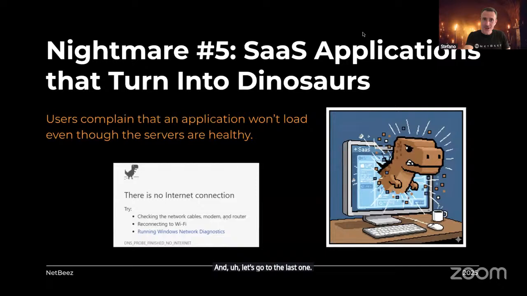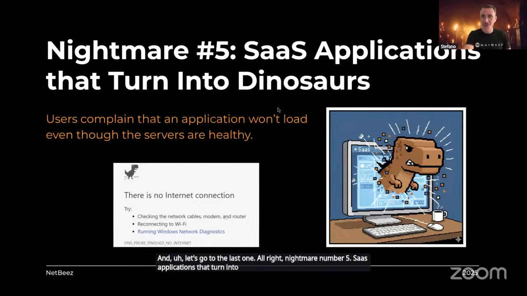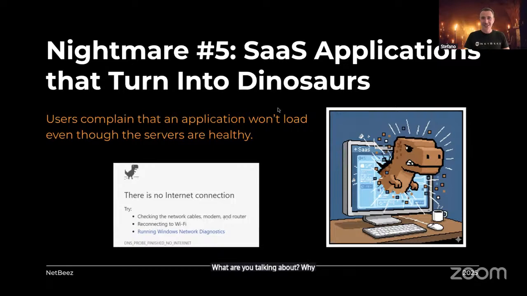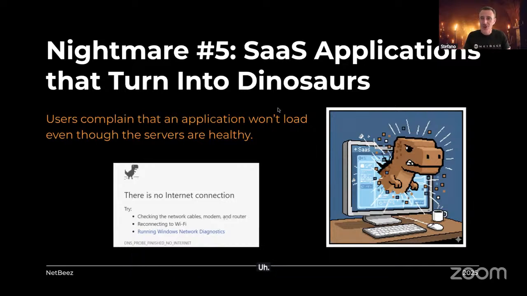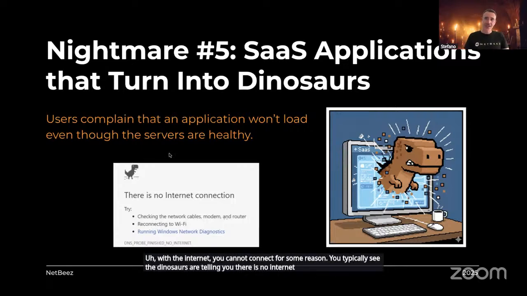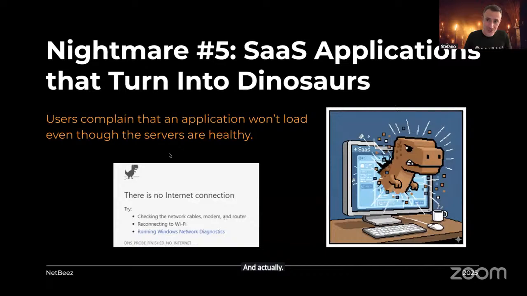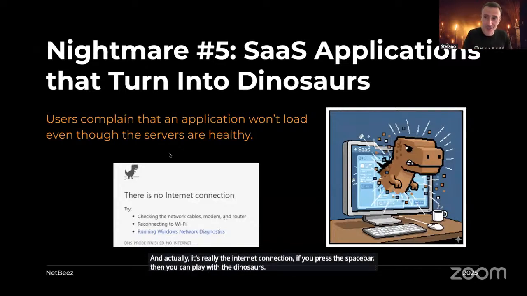All right, nightmare number 5, SaaS applications that turn into dinosaurs. This might be a bit cryptic. It's like, what are you talking about? Why dinosaurs? Well, in some browsers like Chrome, for instance, when you have a problem with the internet and you cannot connect for some reason, you typically see the dinosaur telling you there is no internet connection. And actually, if you press the space bar, then you can play with the dinosaur. Give it a shot if you have never seen that.